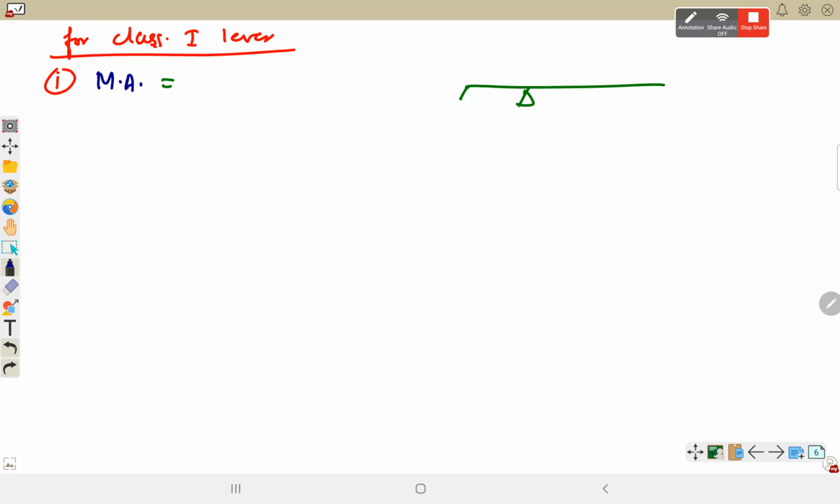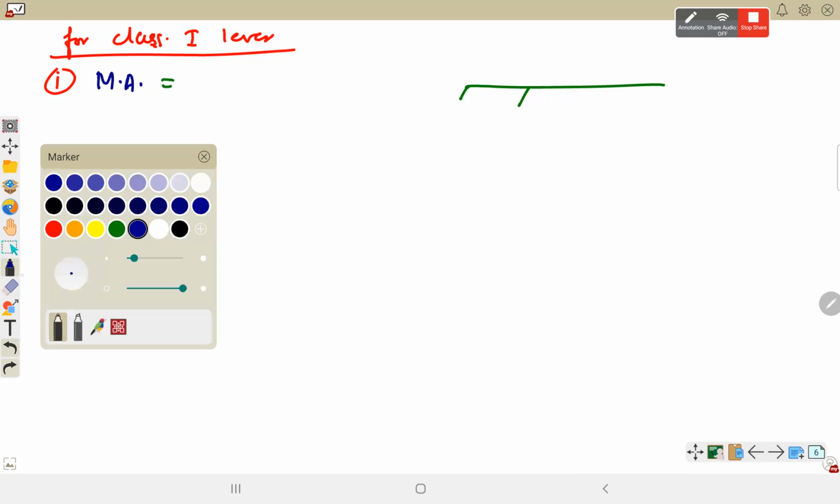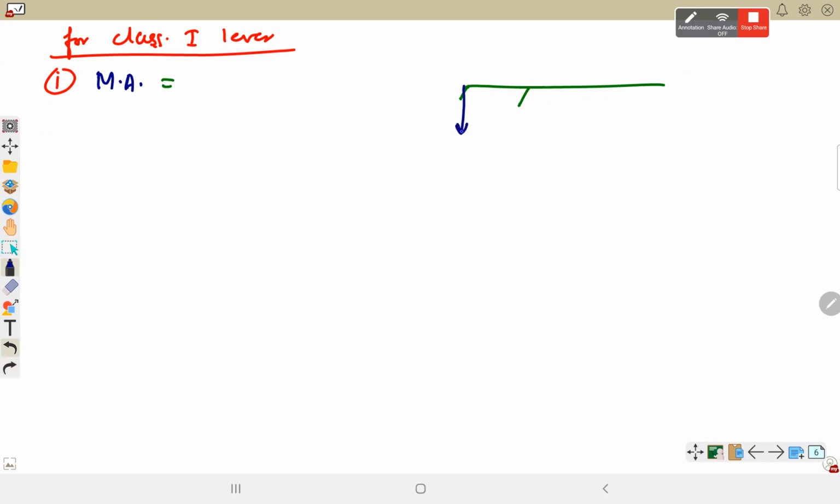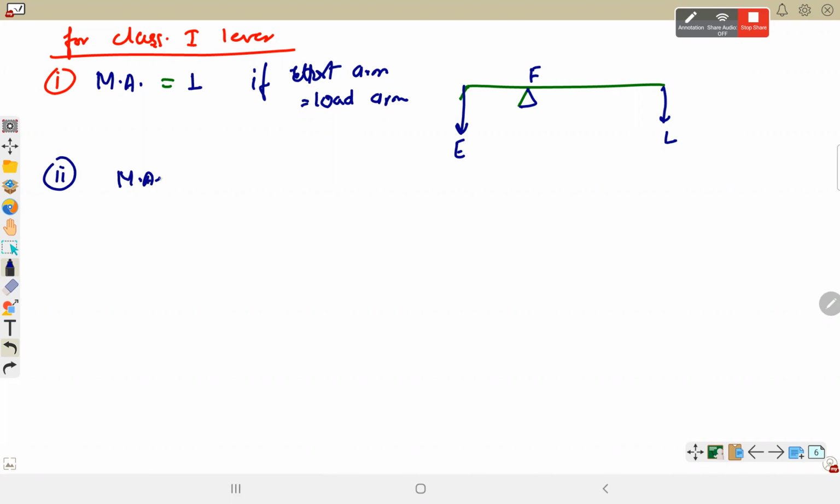It is equal to 1 only and only when both are equal, like the case of a balance. So for a class 1 lever, mechanical advantage is 1 if effort arm is equal to load arm. Mechanical advantage can be less than 1. In this particular diagram, it is less than 1, the diagram that I showed here.